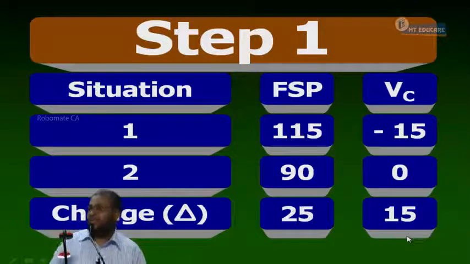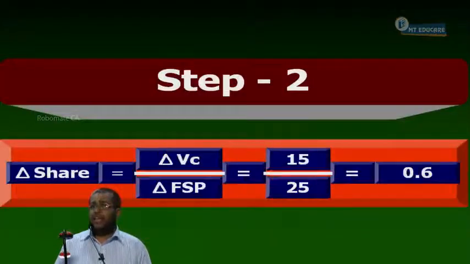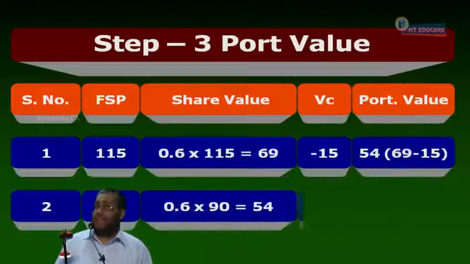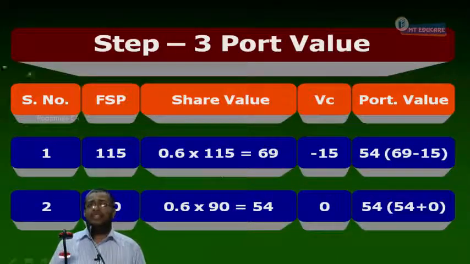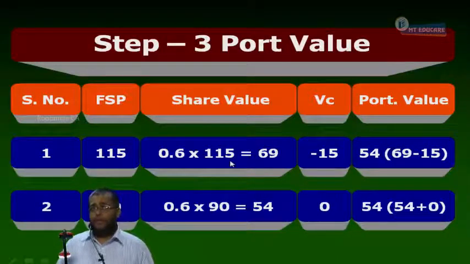All these are expected changes. The change can be either 25 or 15. The 15 to 25 ratio is 0.6. Hence, I hold the delta shares. If I hold delta shares only, my portfolio will become stable. If I hold one share, let us see what happens here. This becomes 115. You got it? And this is minus 15. What will be the number here?